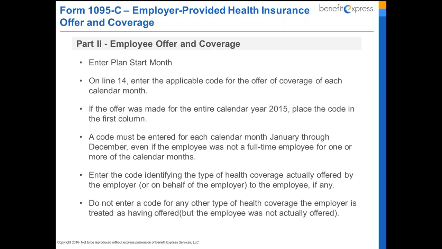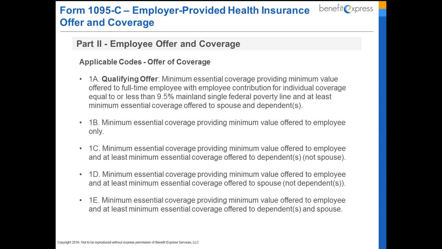Now, in line 14, what you're going to report is the offer of coverage. If the offer is made for the entire year, calendar year 2015, you put the offer code in the first column. If not, then you put in the month that it applies. And there's a code identifying the type of health coverage actually offered by the employer. Now, 1A is an extremely important code, and that is the minimum essential coverage providing minimum value offered to full-time employees for individual coverage equal to or less than 9.5% of the federal poverty line. So if your employees pay less than $93 or $94 a month for coverage, you can use 1A, and 1A is extremely important because if you use 1A, as you'll see in the next few minutes, you don't have to complete line 15.